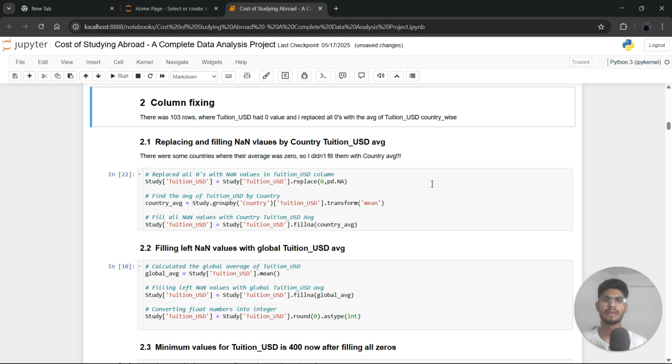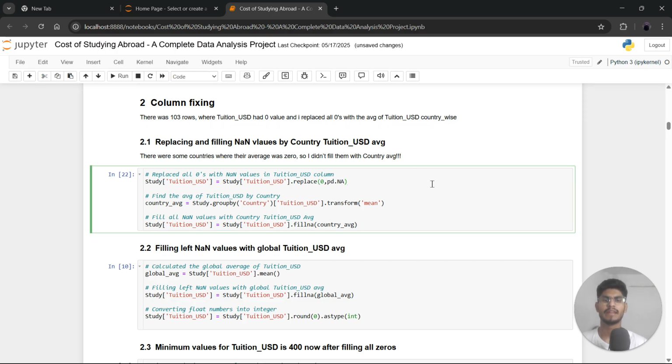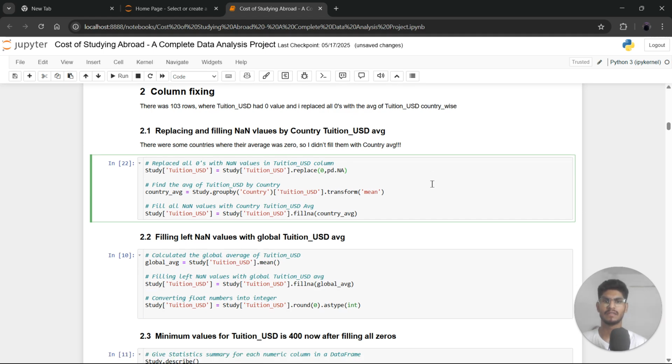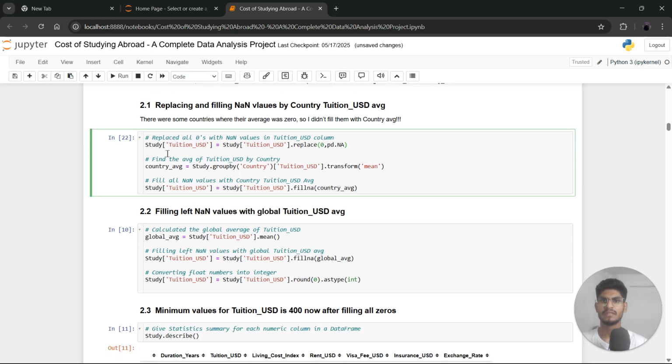First of all, we are replacing that 0 with null values, because it is easy to fill null values by using np.nan and the fillna function. So we will replace 0 with None by using the replace function. What we are doing is taking study tuition USD, the particular column where the value is 0.